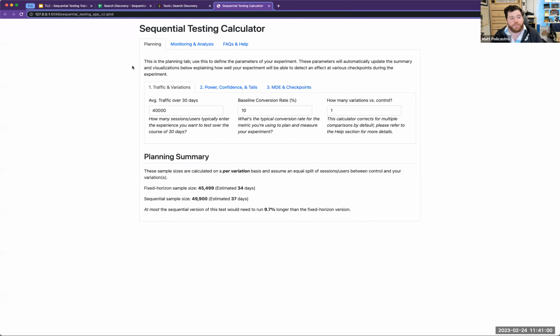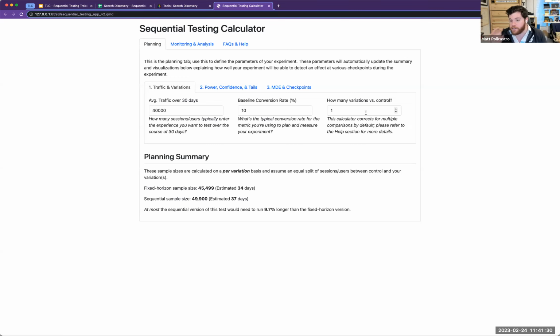So this is the updated version of the sequential testing calculator. There are basically two distinct phases when we talk about designing an experiment: planning, and then monitoring and analysis. We've tried to reflect that in the way that we do this. As in most experimental designs, we need to understand how much traffic we're typically getting over a time range, what our baseline conversion rate is, and how many variations versus control. Are we doing one challenger versus control, 2, 3, et cetera?